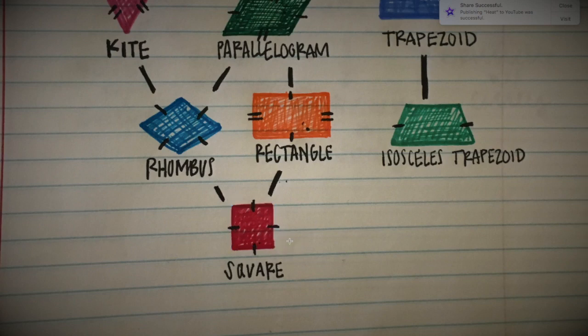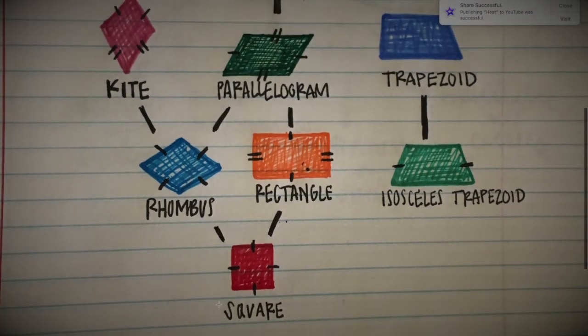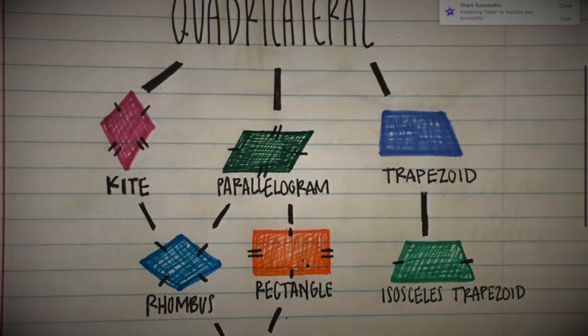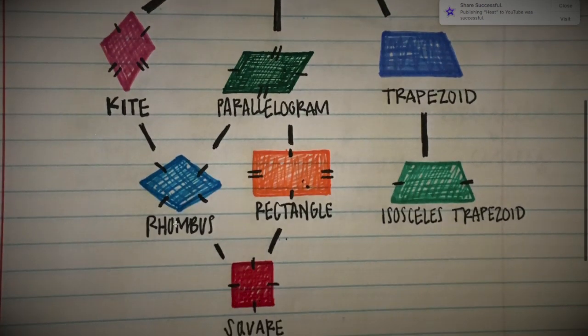So our square is a kind of rhombus, right? It falls under this umbrella. We follow our lines up. It is a kind of rectangle. You could also say that a square falls under the category or the umbrella of parallelogram. A square also falls under the umbrella of kite, and it also falls under our big umbrella of quadrilateral.